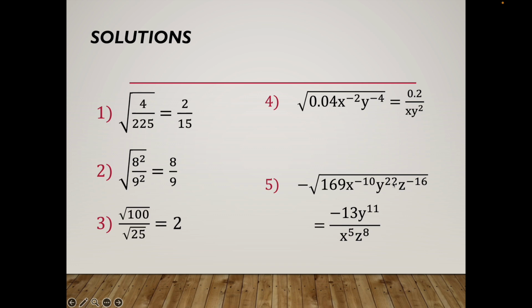My 22 divided by 2 or times 1/2 becomes 11, which stays on the top because it's already positive. And my z to the negative 16 times 1/2 or negative 16 divided by 2 gives me a negative 8. So I do have to bring it to the bottom for it to become a positive 8.